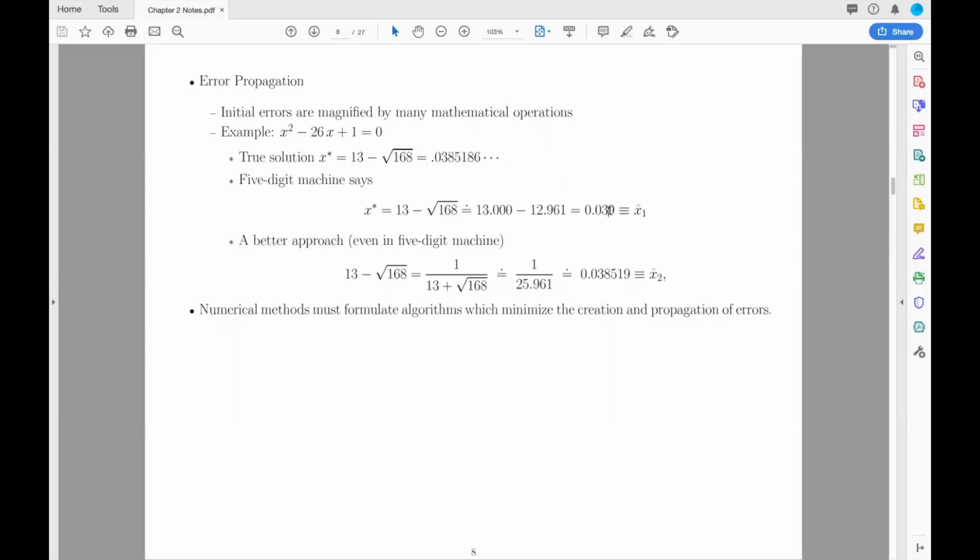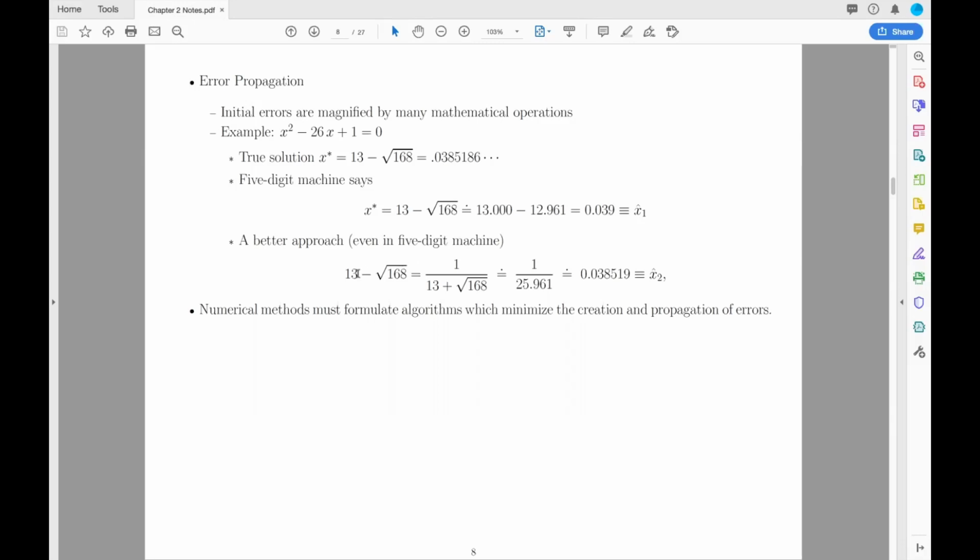So already we started with 5-digit arithmetic, we did one subtraction, and now we're down to 2-digit precision. It is very easy to lose digits and precision rapidly. Now, here's a little case where algebra, as performed in grade school, is different than algebra performed on a computer.